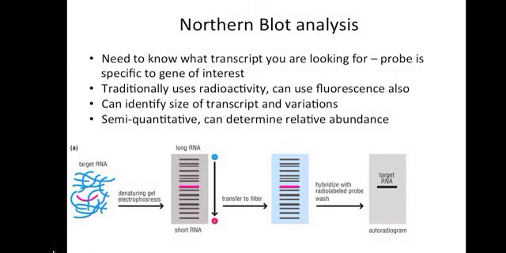You can identify differences in size of transcript and variation. So let's say instead of one band in the end, you get many bands. What might that be? So now you're seeing many different bands of different sizes, but they're all hybridizing to your beta-actin probe.